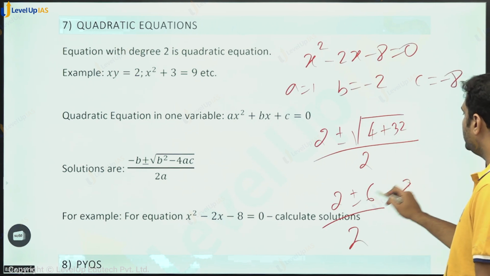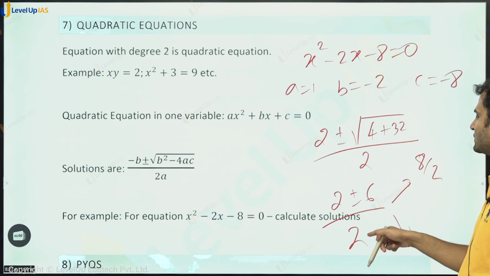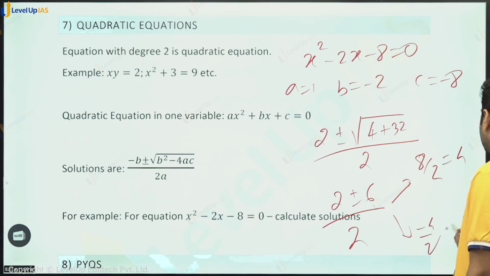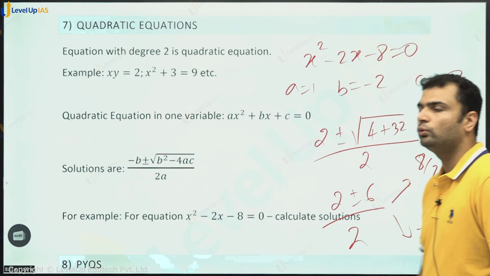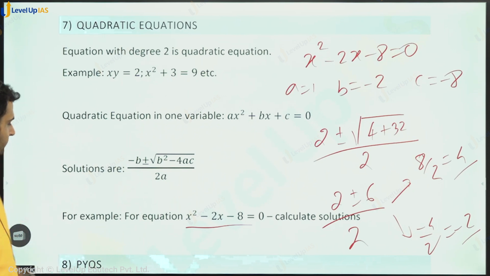So एक solution है 2 plus 6 by 2, which is 8 by 2, and the second solution is 2 minus 6 by 2, which is minus 4 by 2. So the roots are 4 and minus 2. These are the two roots of this particular quadratic equation. Fine.